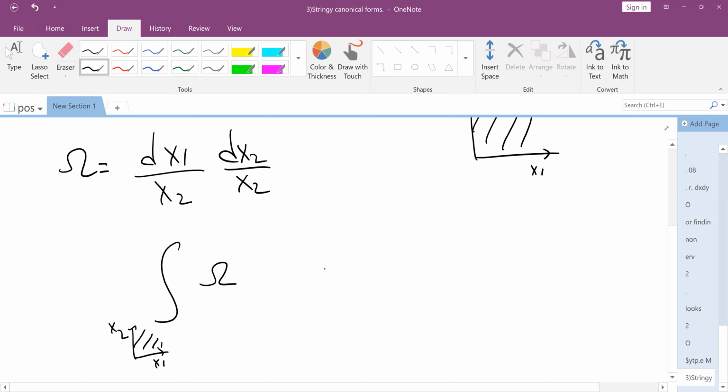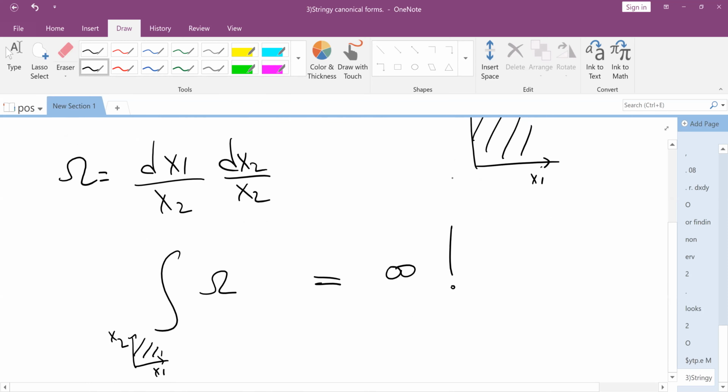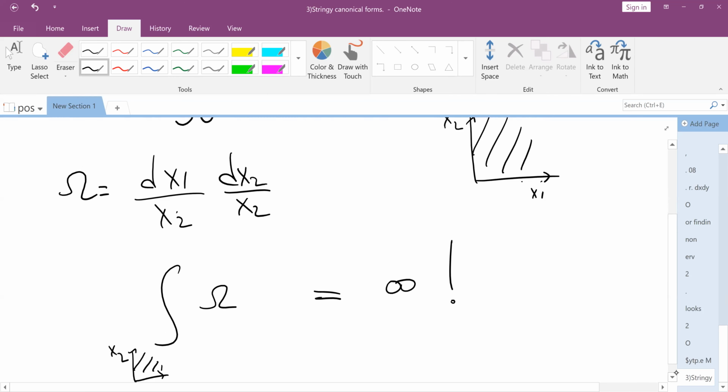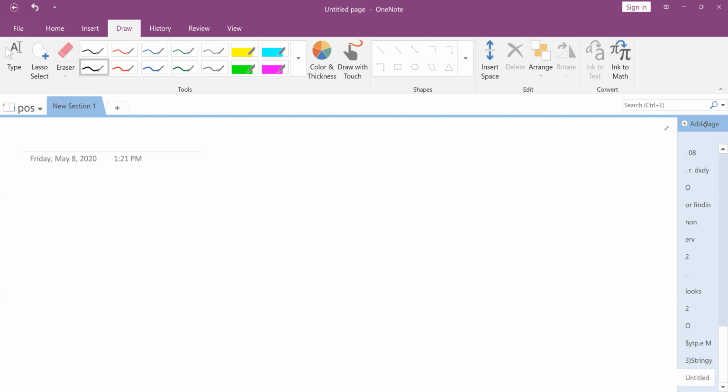And well, why don't we do that? We don't do it because the answer is infinity. We don't do it precisely because there are logarithmic singularities on the boundaries, as x1 goes to 0 and as x2 goes to 0. But that suggests an interesting thing that we can try and do instead. So we're going to do the following thing. And these are the stringy canonical forms.